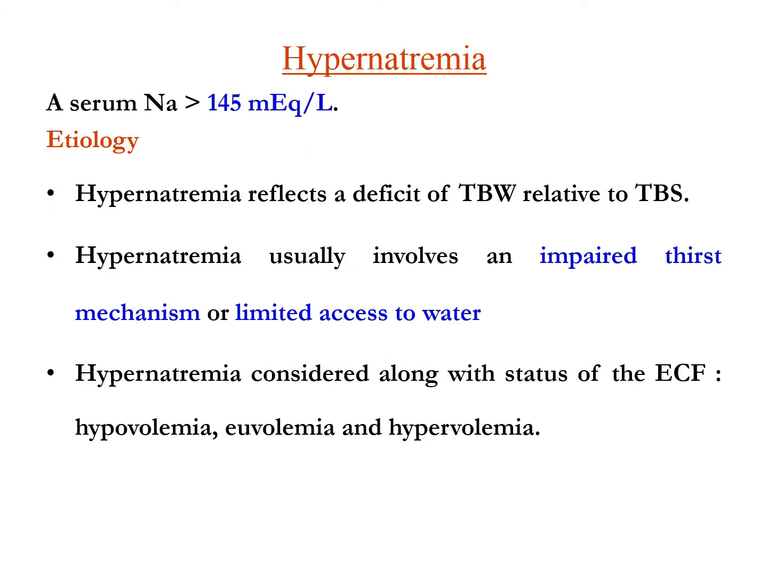Now we will talk about hypernatremia. Hypernatremia is a serum sodium of more than 148 milliequivalent per liter. Hypernatremia reflects a deficit of total body water relative to total body sodium, and it involves an impaired thirst center or limited access to water. Hypernatremia is also considered with the volume status of the patient, and can be divided into hypovolemic, euvolemic, and hypervolemic hypernatremia.